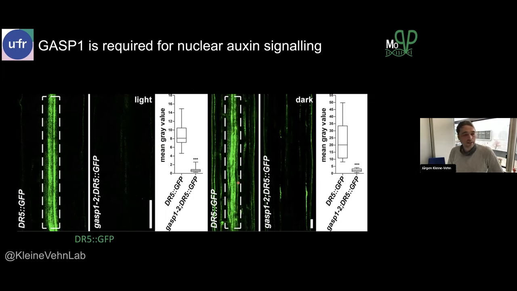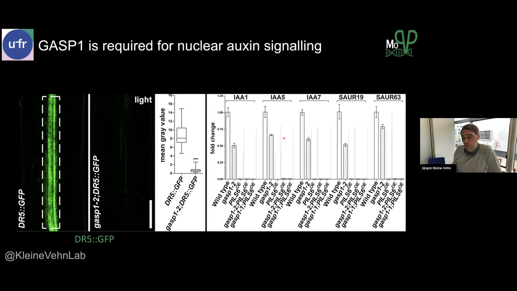What you see here is a DR5 reporter. This is a synthetic reporter that marks the cells that have high activity of auxin signaling. And you see here mature root zones in the wild type versus the mutant. So you see there's a drastic downregulation of this auxin response. And the same is also happening in dark-grown hypocotyls. So it's not a tissue-specific defect.